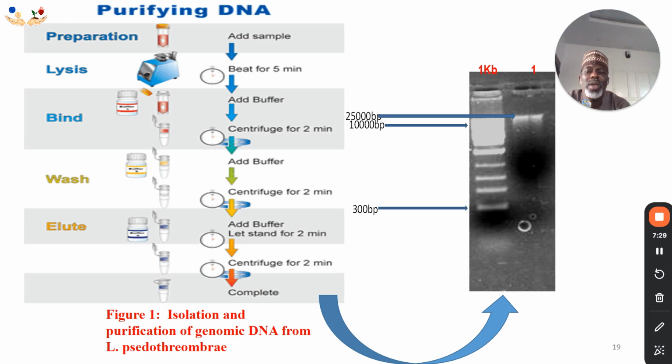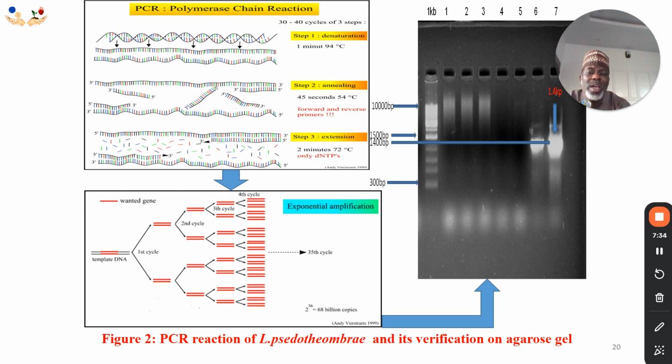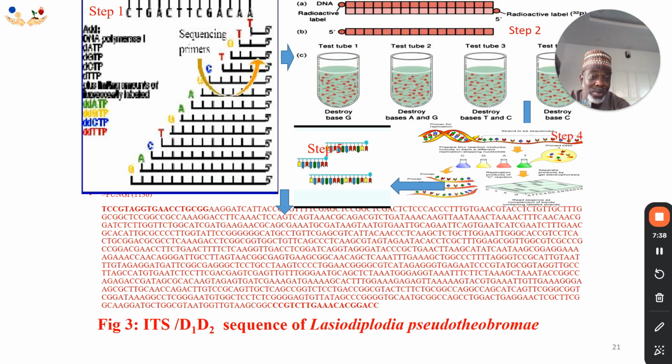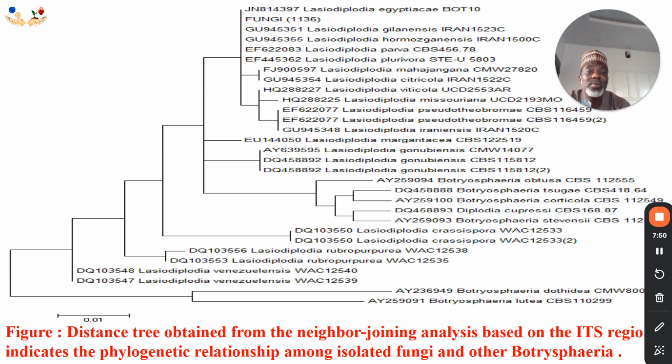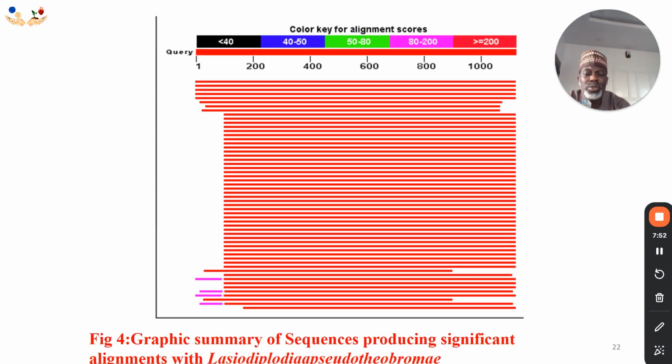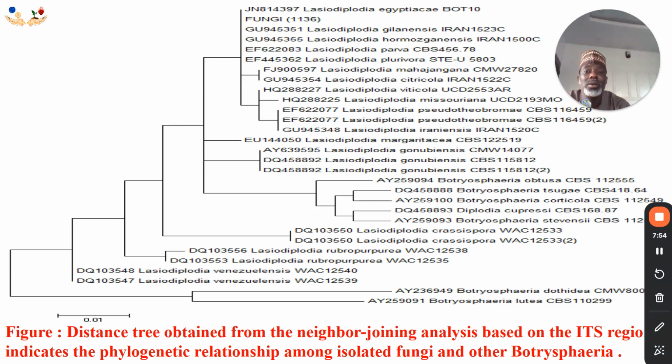We have established the isolation and purification of DNA from such isolates. We performed the PCR reaction method and it was verified on agarose gel. We also sequenced the internal transcribed spacer and D1 D2 region. This shows the alignment of the sequence producing significant alignment with Lasiviridia pseudotrombane. This shows the distance obtained from the neighbor joining analysis from the internal transcribed spacer, indicating the phylogenetic relationship among the isolate and the particular species.